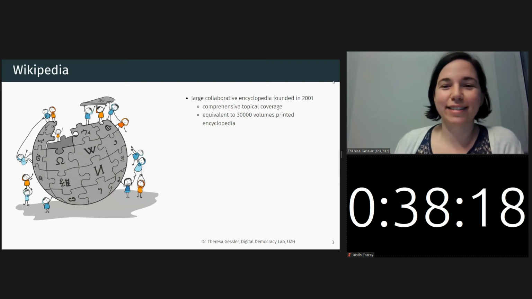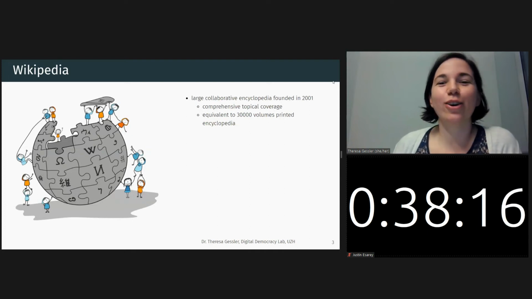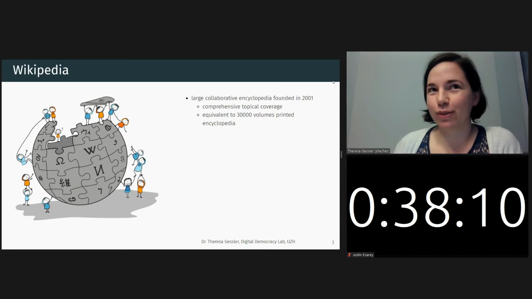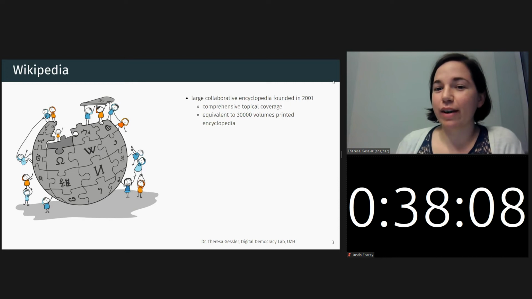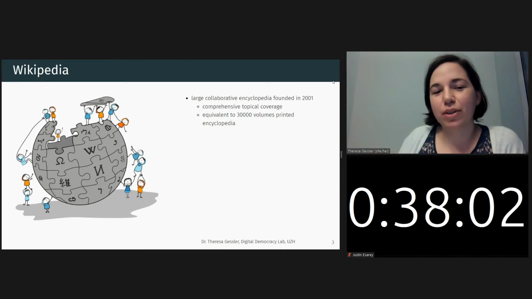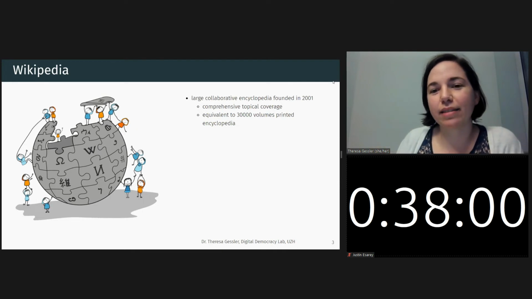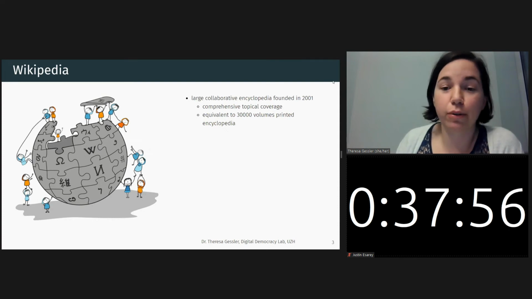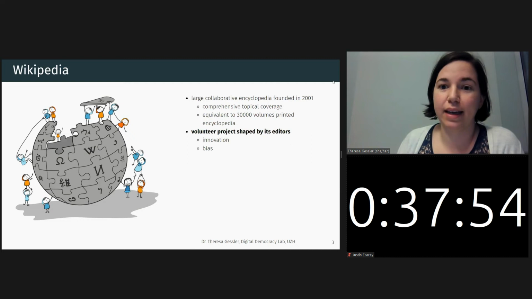Okay, let's start step by step. You surely already know that Wikipedia is a large collaborative online encyclopedia that was founded in 2001. It has a very comprehensive topical coverage, and what I always found really impressive is that the content of Wikipedia is equivalent to 30,000 volumes of a printed encyclopedia.